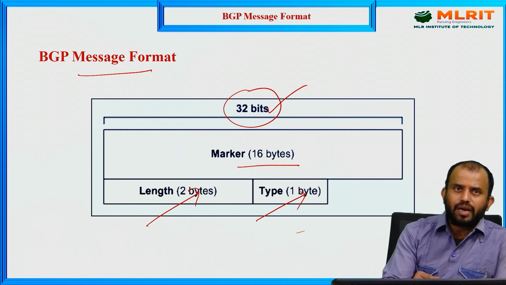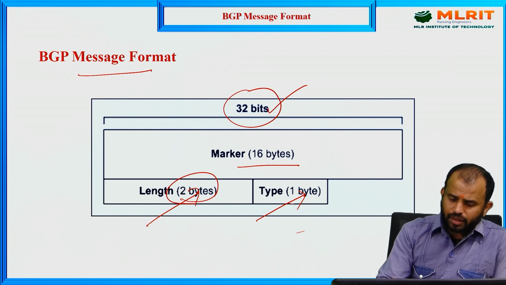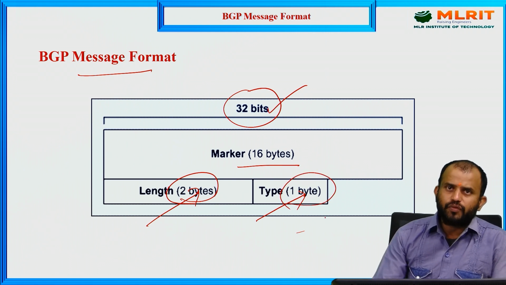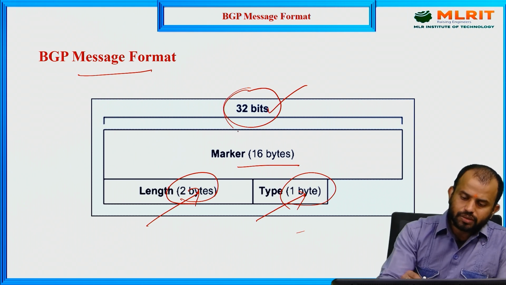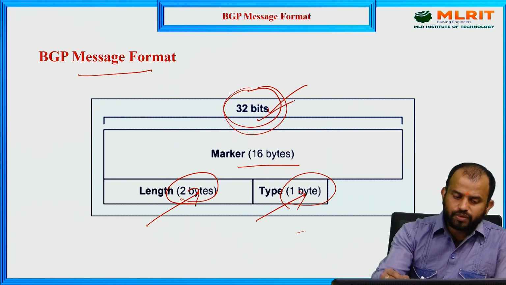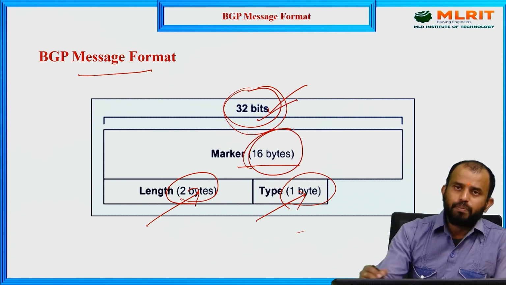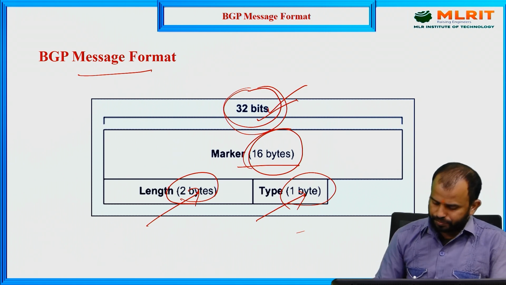Which means the length of the information, or the length of the message format, we call as length, which is 2 bytes. The other important thing is the type, what kind of information byte is there, that we call as type, which should be 1 byte. Overall the total is 32 bits only. So when you see this, this should be in the form of 32 bits and this should be in the form of byte values, based upon the information transmitted.